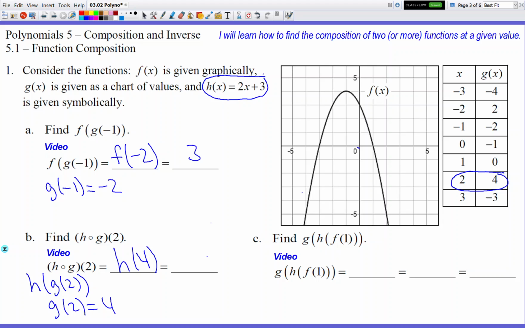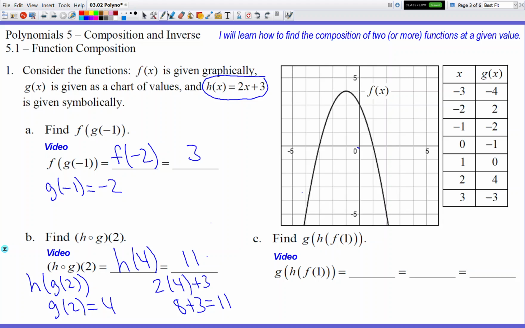Okay, so it says for the function called h, plug 4 into it. So it says 2x plus 3. So I'm going to plug a 4 into that x. So it's going to basically be 2 times 4 plus 3. So that makes 8 plus 3, which is 11. And there's my answer, 11. Okay, so I'm going to erase this circle on table G because I need this table for problem C.